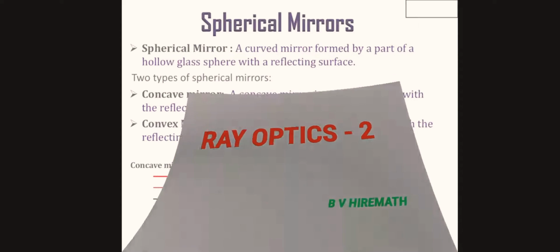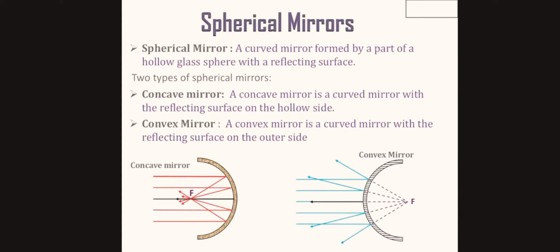Today I am going to discuss ray optics concepts, the first one being spherical mirrors. What is meant by a spherical mirror? A curved mirror formed by a part of a hollow glass sphere with a reflecting surface is called a spherical mirror. It is nothing but a part of a hollow glass sphere, of which one surface should be reflecting, which is called a spherical mirror.